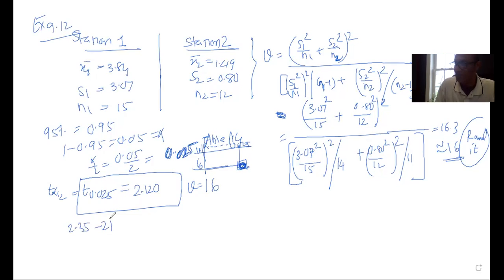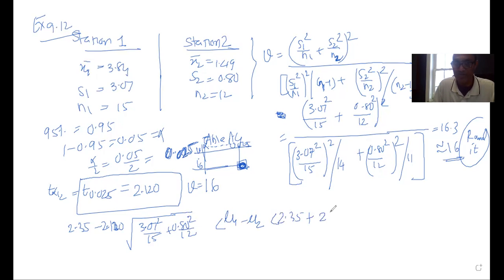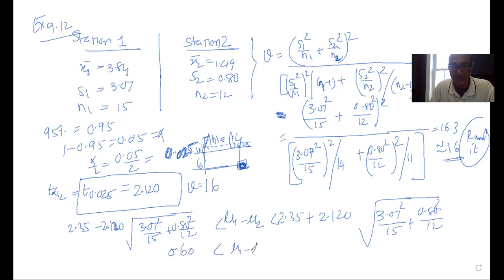So 2.35 minus 2.120 times the square root of 3.07 square divided by 15 plus 0.80 square divided by 12, and that is less than mu1 minus mu2, and that is less than 2.35 plus 2.120 times the square root of 3.07 square by 15 plus 0.80 square divided by 12. Use your calculator and you're going to get 0.60 is less than mu1 minus mu2 and is less than 4.10.